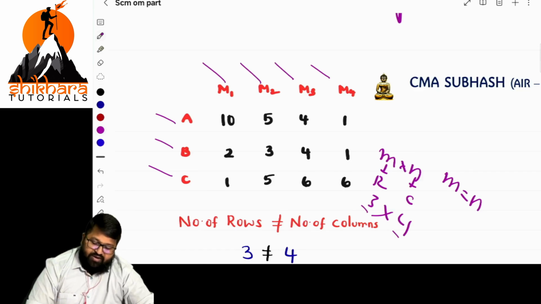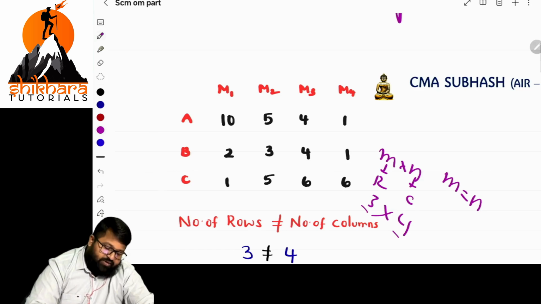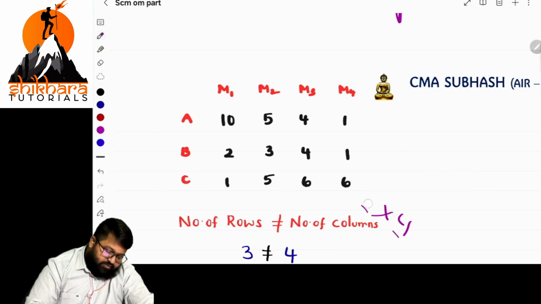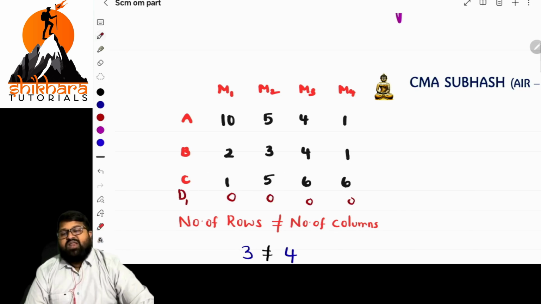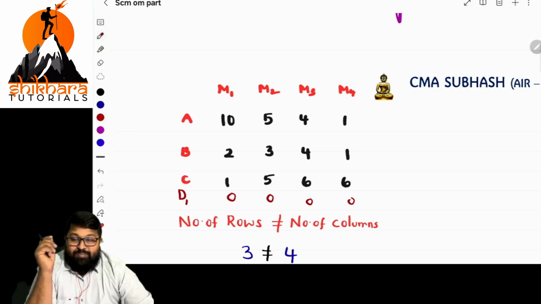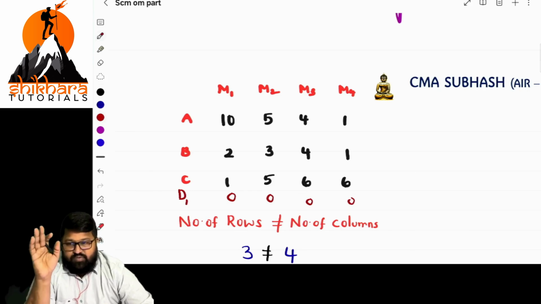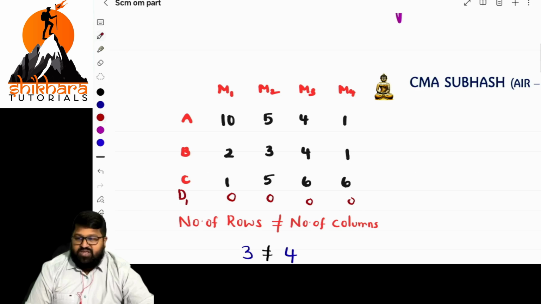Okay, how to add that? Sir, I will represent a dummy there. It can be a different letter for the dummy, and the elements are 0, 0, 0, 0. Now, when we are adding the dummy, what is meant by D1 there? D1 stands for dummy, sir. You mention it, and if you are mentioning it, it will be fine. Or else simply you can mention D as a dummy.